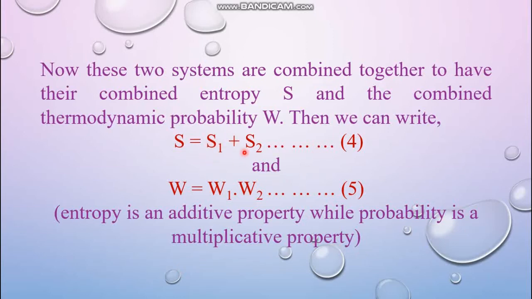You are adding two entropies to get the combined entropy, while you are multiplying two probabilities to get the combined probability. So if S is S1 plus S2, then W must be W1 into W2. Okay, thus you get equations 4 and 5.